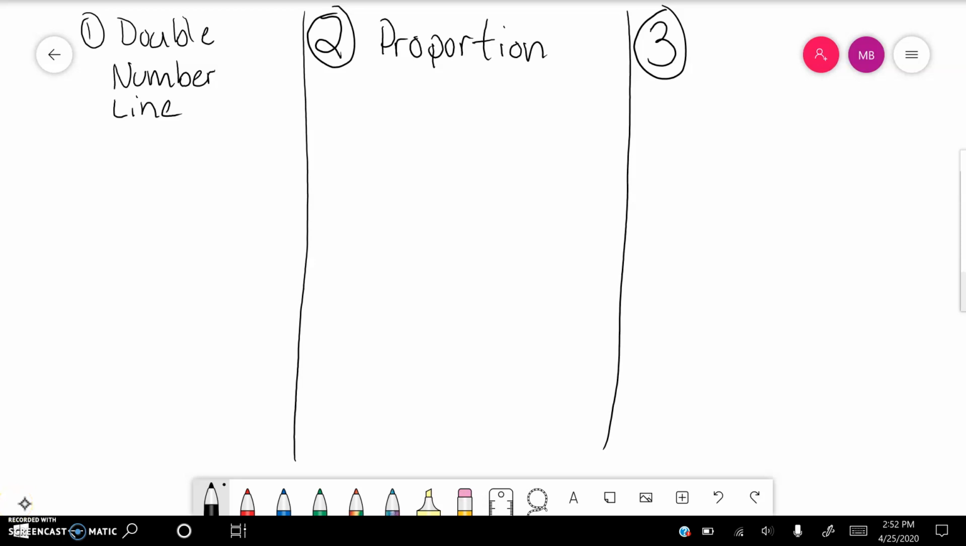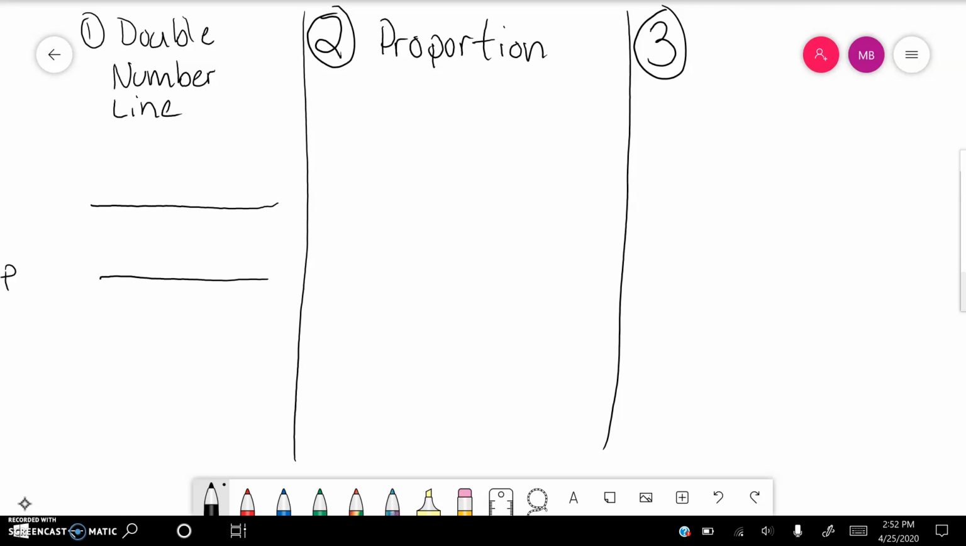So here is your hint. For this one, we're trying to calculate the whole. Before we were calculating the percent and then the part, and now we're trying to figure out what the whole is. So the first strategy we can use is the double number line.